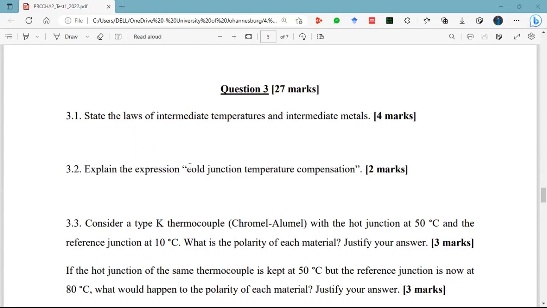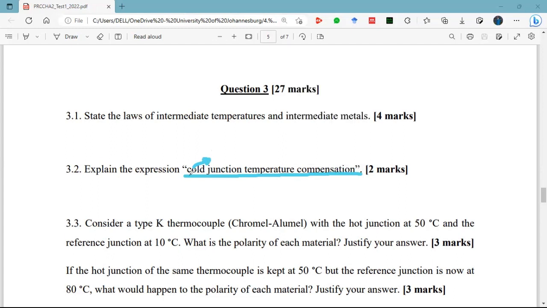So there's something that is called cold junction temperature compensation. When we are measuring the temperature using a thermocouple, you have got a cold junction, which, when you are doing this type of stuff, which is called cold junction temperature compensation, is actually referred to also as your reference temperature. That's how you roll when you're doing that.